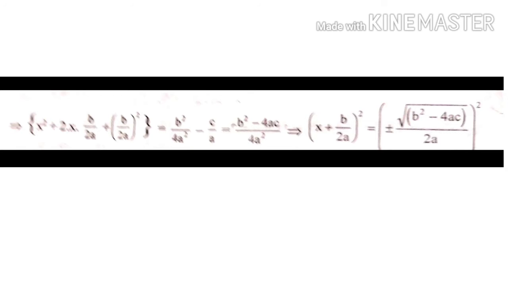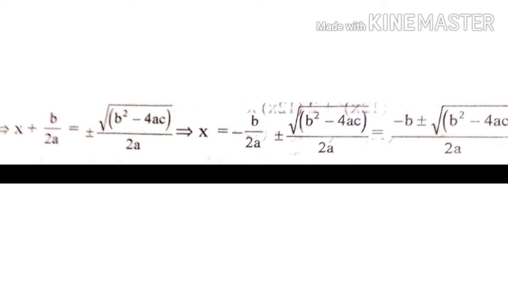This implies that x² + 2·x·(b/2a) + (b/2a)² = (b² - 4ac)/4a². This implies that (x + b/2a)² = (±√(b² - 4ac)/2a)². Taking the square root of both sides of the equation, we have x + b/2a = ±√(b² - 4ac)/2a.